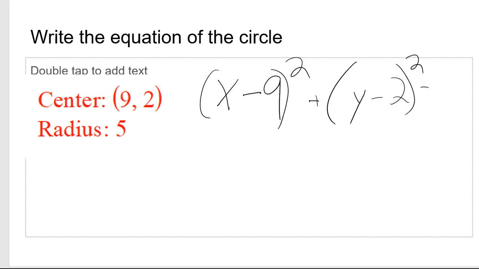So we always write the opposite. And then it always comes out to be r squared. So r is 5, so that means I'm going to write 25. So we're working our way backwards.